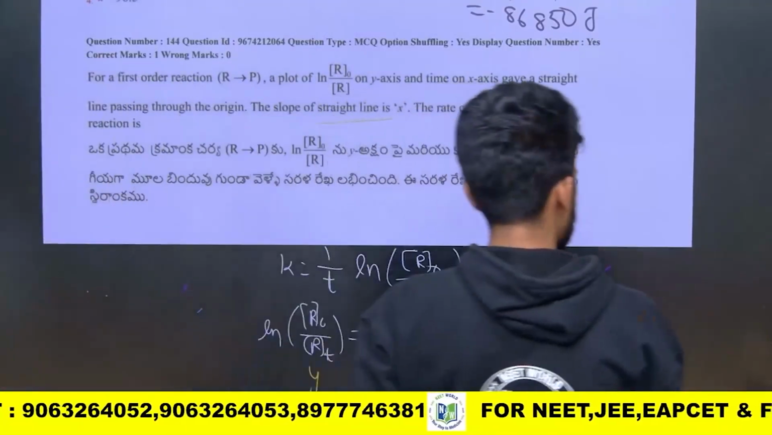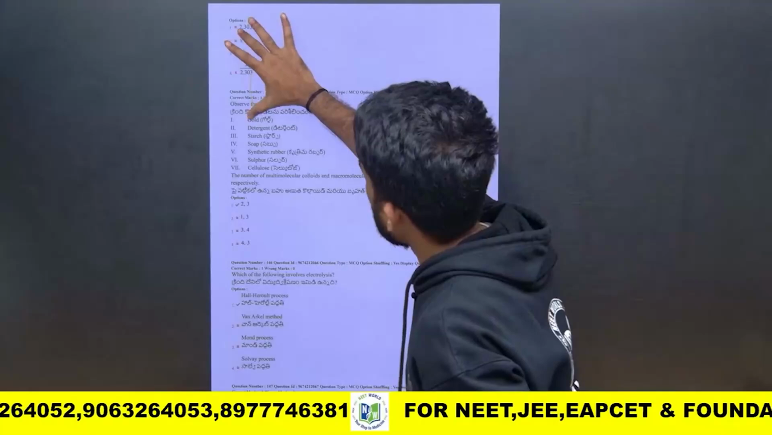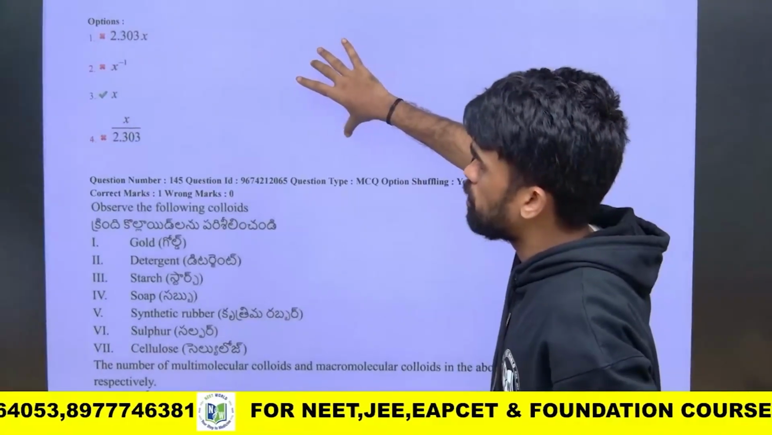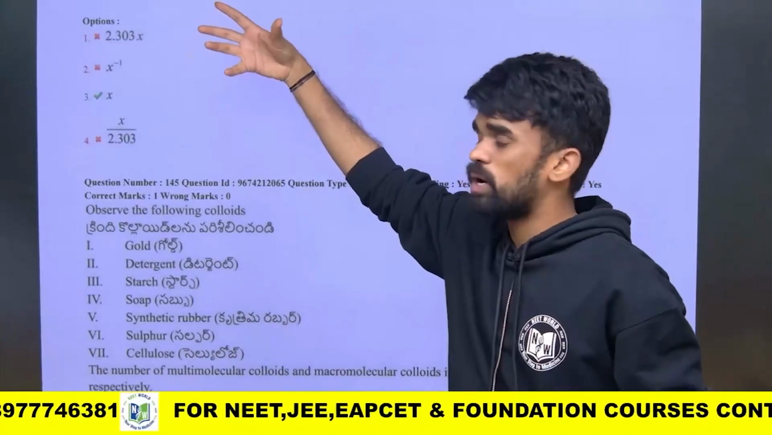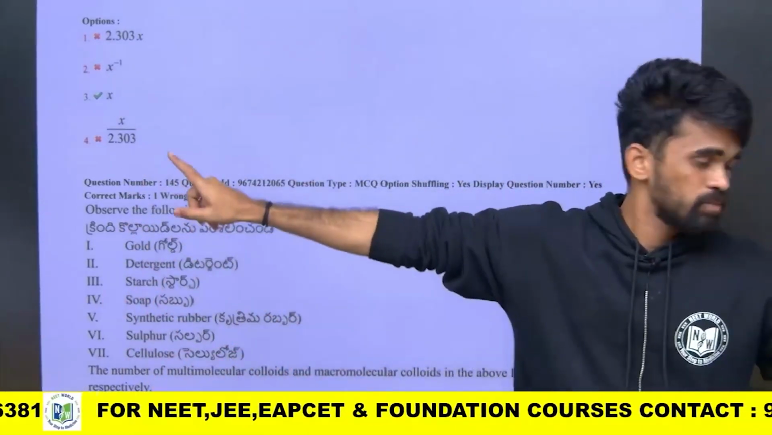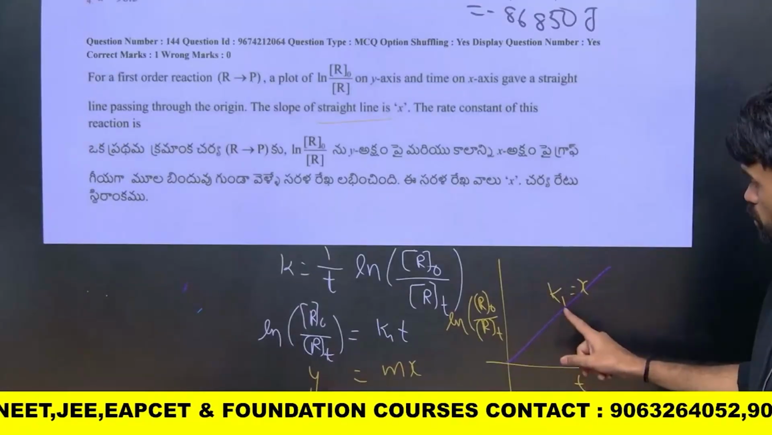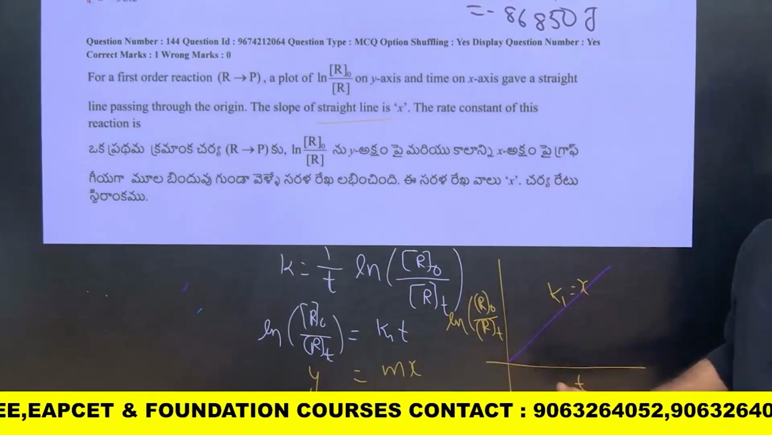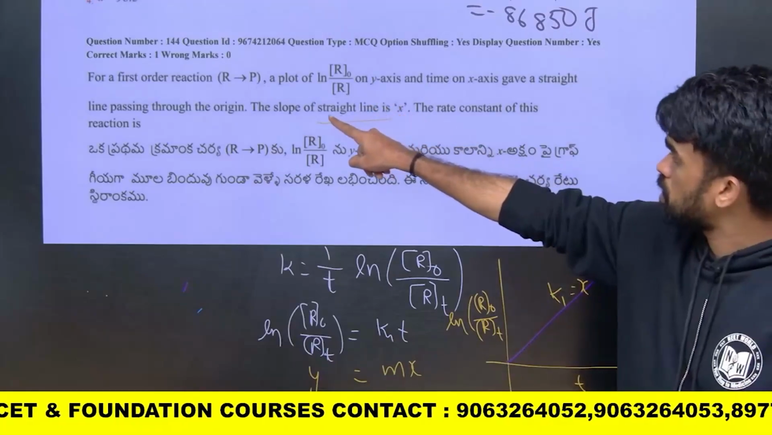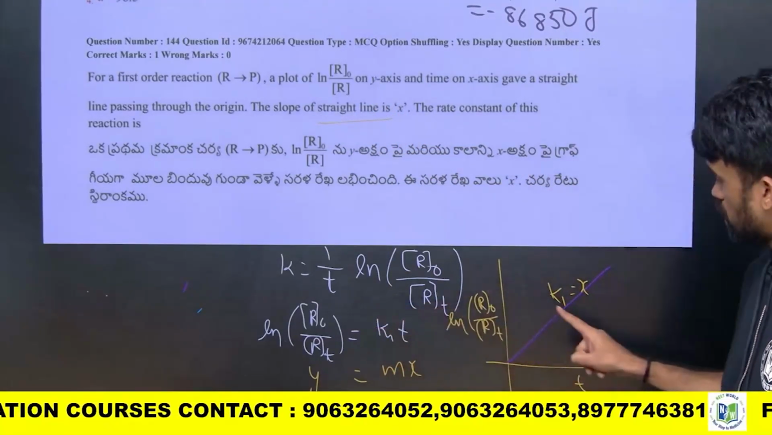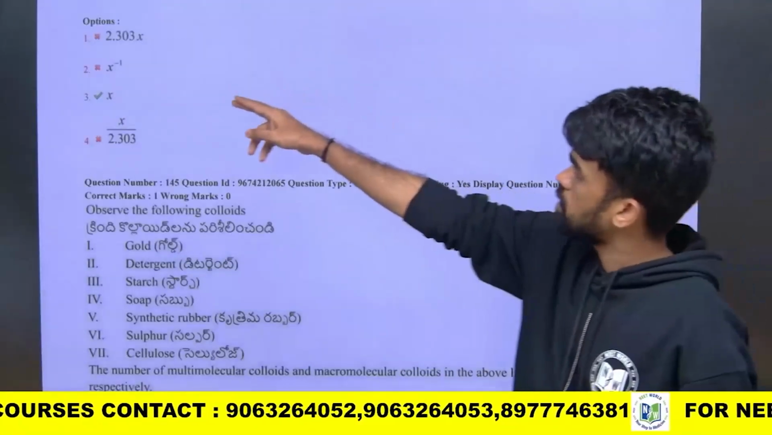So let us see the options we have. Yes, in the options we have x. See, just using the formula, how can we draw the graph, that is what they are expecting from us. So from this graph we got slope as x, this is K1. m is our slope, that is K1, K1 equals x, so x is the answer, right?